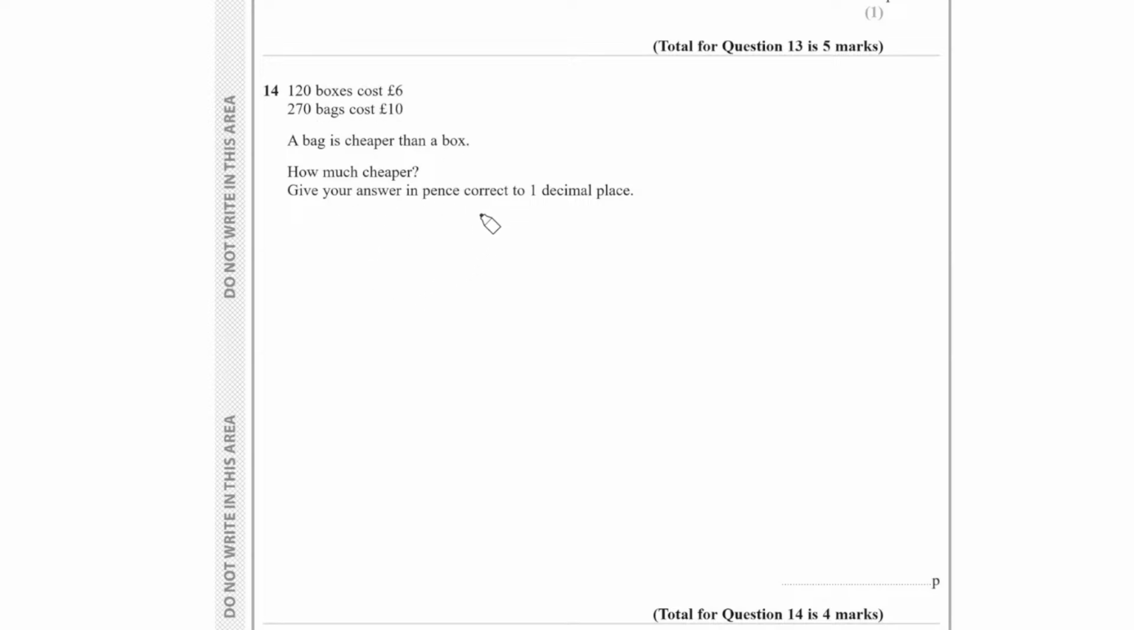They have said to give your answer in pennies or in pence. So you can convert it now, or you can convert it at the end. I think because the 120 is quite big, I might just convert them now. There's 100 pence in a pound, so that's obviously 600 pence.